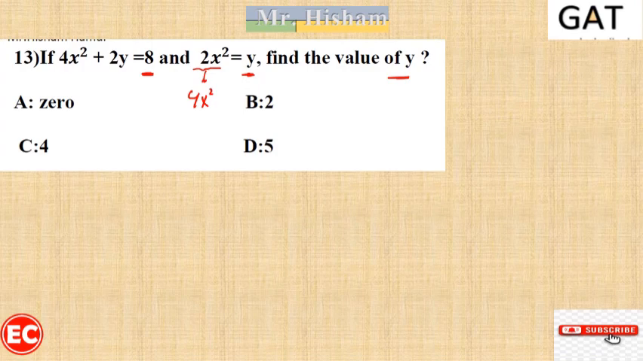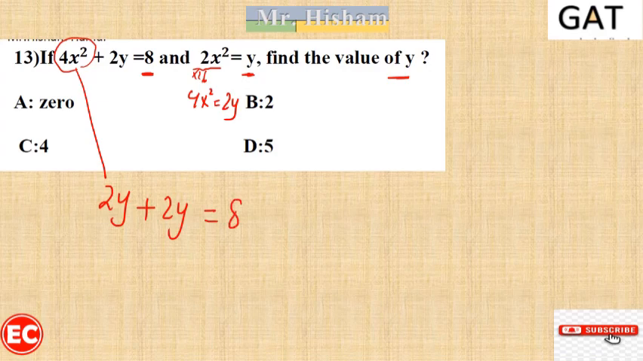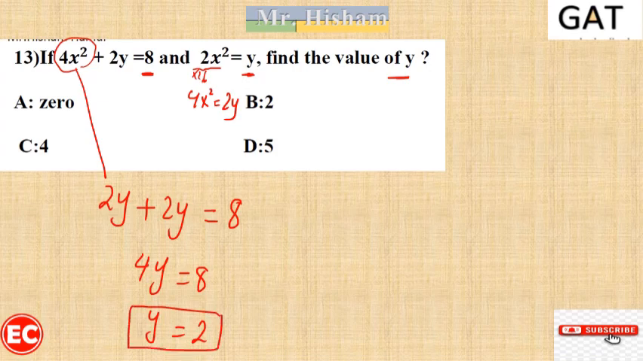If I multiply this equation by 2, it's going to be 2y. So now I can replace this value with 2y. So 2y plus 2y is equal to 8. So 4y is equal to 8. So y is equal to 2. So the right answer is 2.